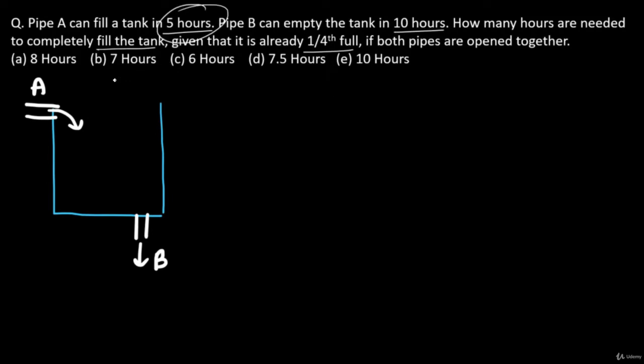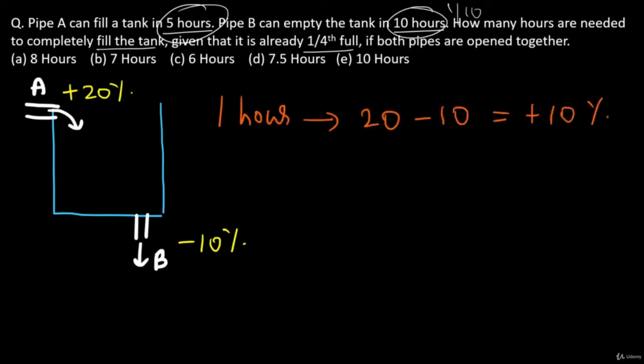So in 1 hour, pipe A would be filling 1 by 5, that is 20% of the tank. Similarly, pipe B would be emptying 10% of the tank in 1 hour, because it's mentioned that it can completely empty the tank in 10 hours. So in 1 hour, the effect would be 1 by 10, which is 10%. Alright, so if both these pipes are opened, what is the net effect after 1 hour? That would be 20 minus 10, which is equal to plus 10%.